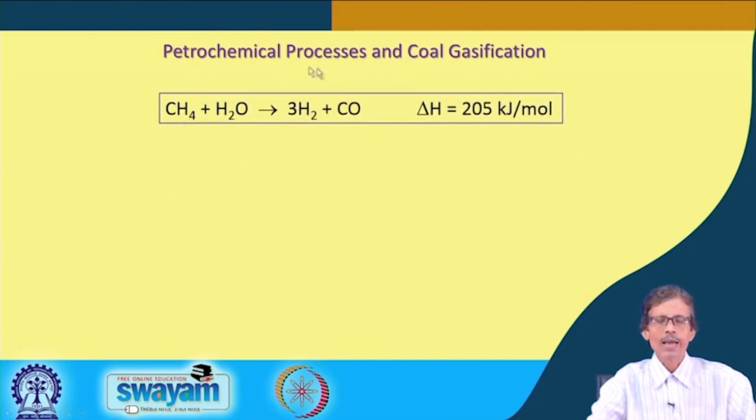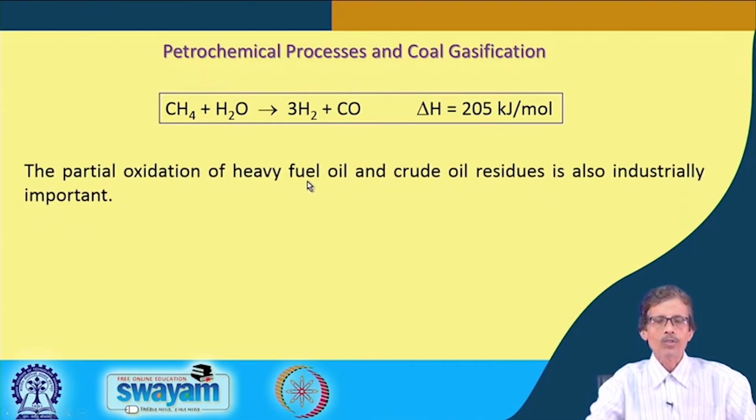The main component of CNG is methane, and when it is oxidized by water molecule, it gives rise to carbon monoxide and hydrogen. The delta H value for this reaction is 205 kilojoule per mole. So, this can be a very useful reaction for the production of hydrogen. The only thing is that you have to take away the carbon monoxide produced, or we can utilize this carbon monoxide for further oxidation to carbon dioxide.